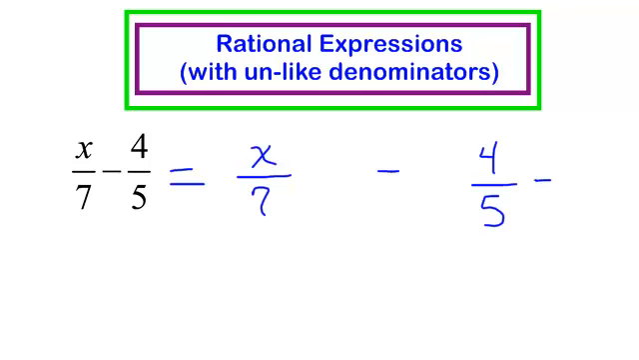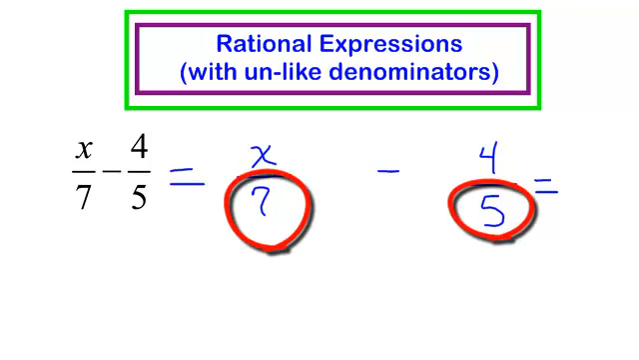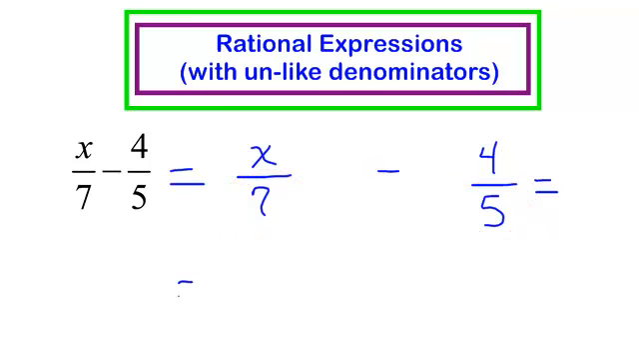Now, many times when you need a common denominator, you can take the easy way out. 7 and 5, well, 7 times 5 is 35. Yes, that's my least common denominator. I will put both of these over 35.